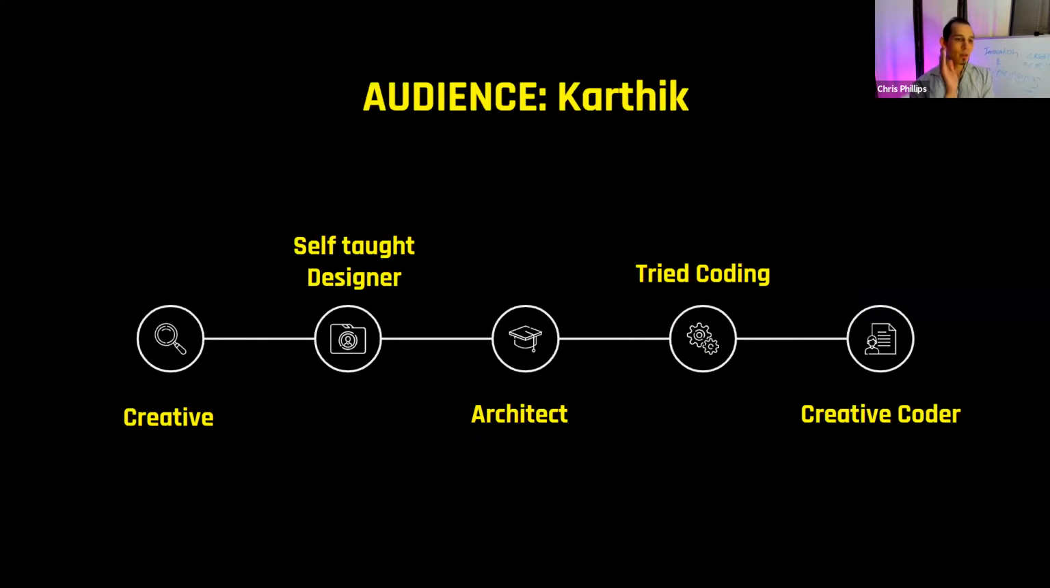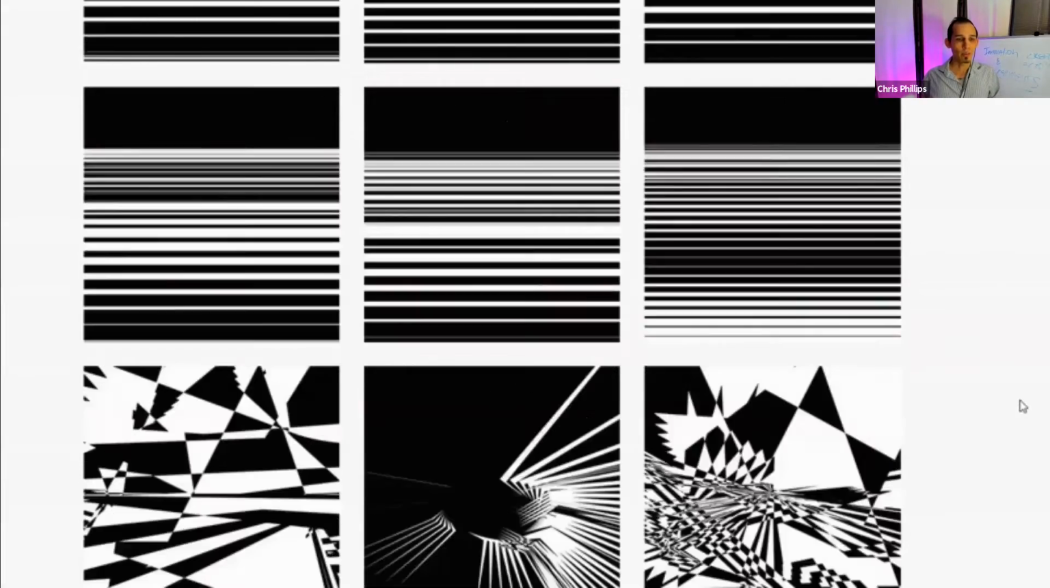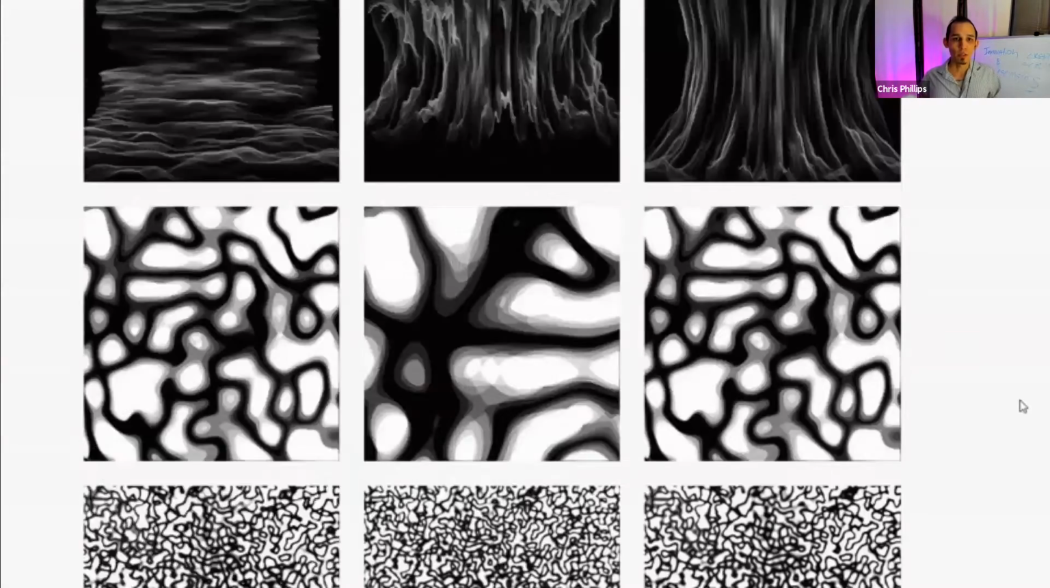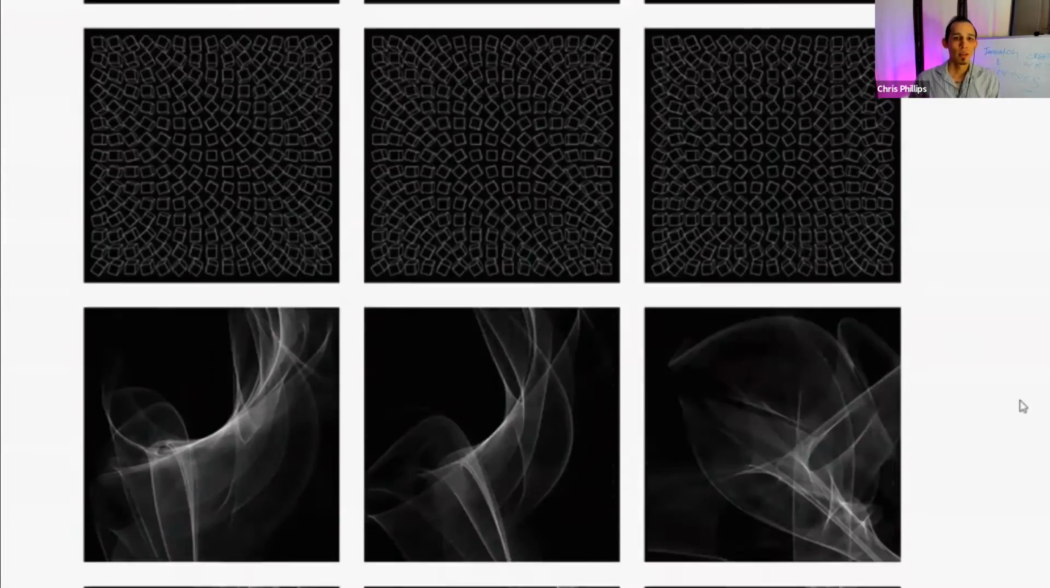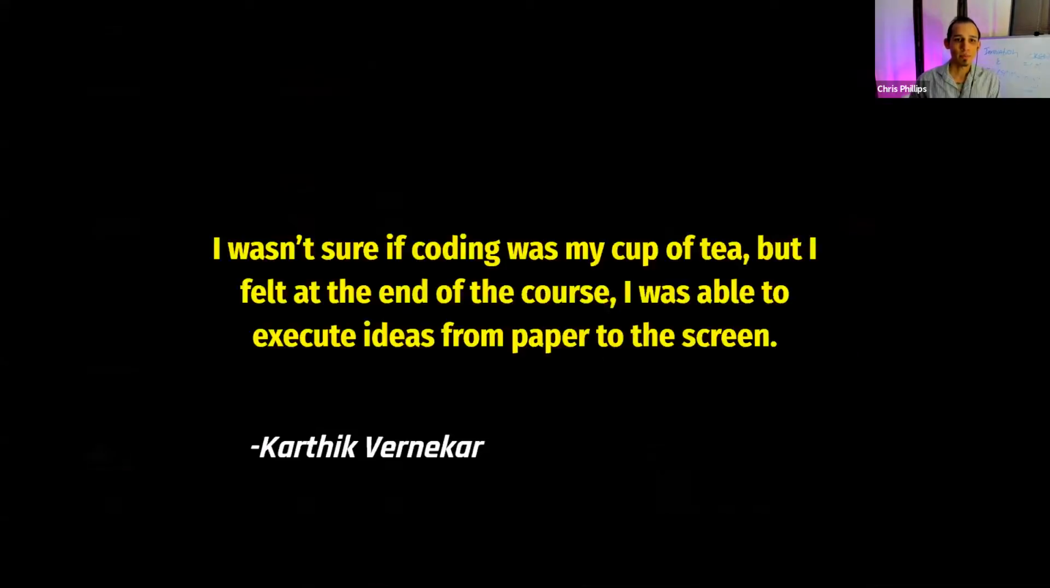Where I met Karthik, one of my first students. He was just a creative who was a self-taught graphic designer. He went to school for architecture and then tried to learn code. But for him, it was just too difficult, so he gave up. He didn't really see the purpose to continue until he took my 8-week course. And now Karthik is making hundreds of unique patterns and designs for his graphic design practice and posts them on Instagram all the time.